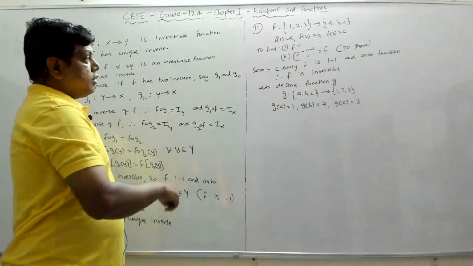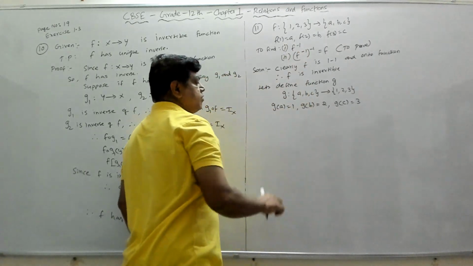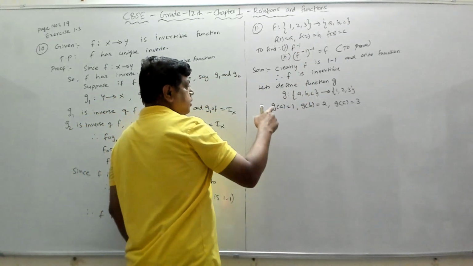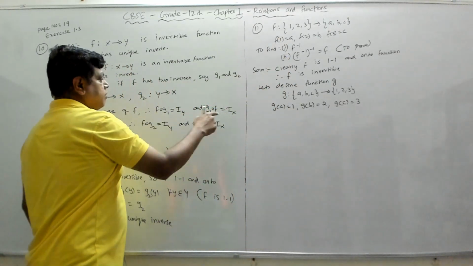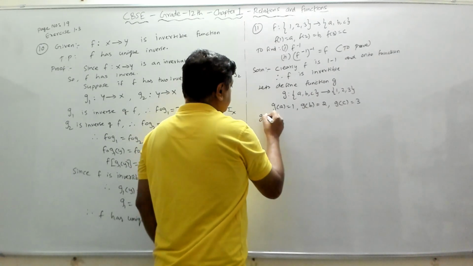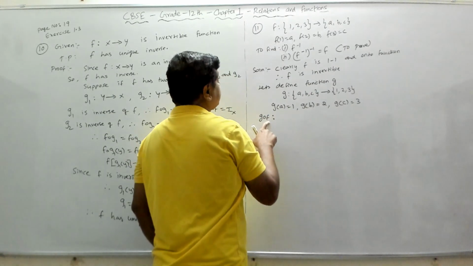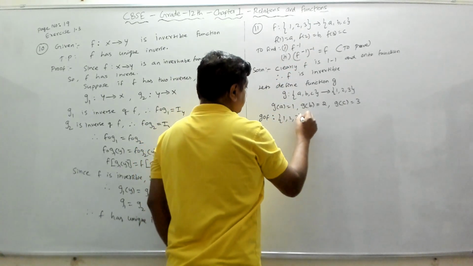Now we have to show that g is the inverse of f, which means we have to prove that g is equal to f inverse. To show this, we have to go with the definition. We have to find f of g or g of f. So what is g of f? G of f is a function from which set to which set? F is from 1, 2, 3 to 1, 2, 3.